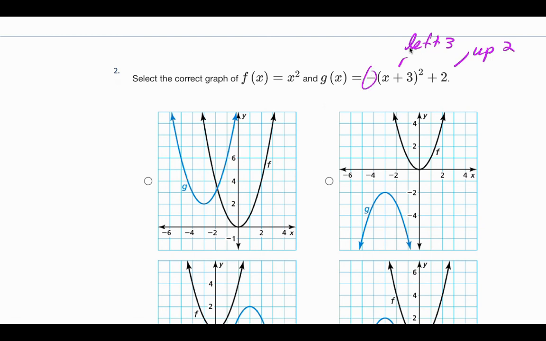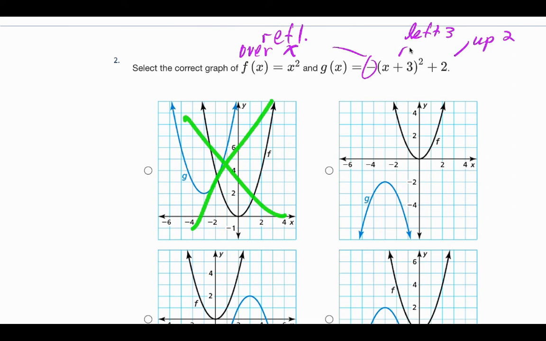And then this right here tells us we have a reflection over x. If we have a reflection over x, we know that it's going to flip over the x-axis. So right now, we can get rid of that one because it's not even flipping over. And again, we want to go left 3 and up 2.